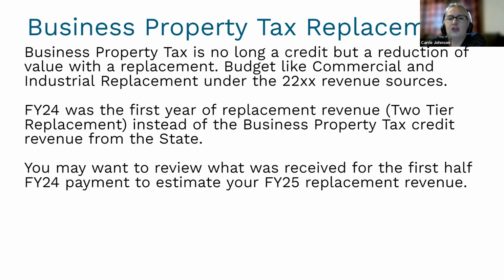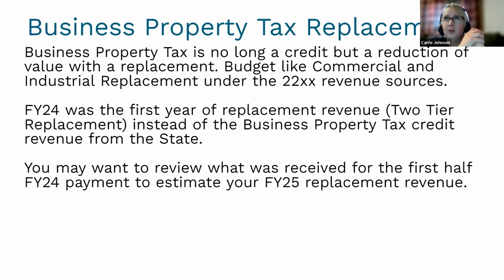Fiscal 24 is the first year that you were given this revenue as a replacement instead of as a credit against levied taxes. It's also called a two-tier replacement or tier one replacement, etc., instead of the business property tax credit. So it's sort of the same type of program with the same type of benefit, but instead of being a credit against levied taxes, it's now a reduction of value that the state then sends a replacement to. So it is something that you would want to budget for fiscal 25.